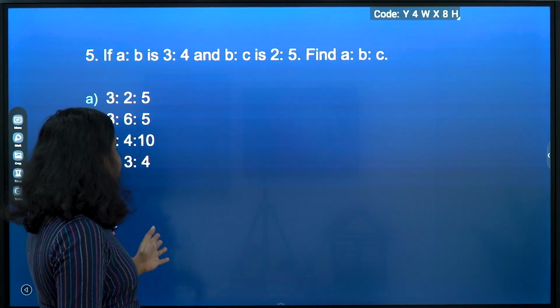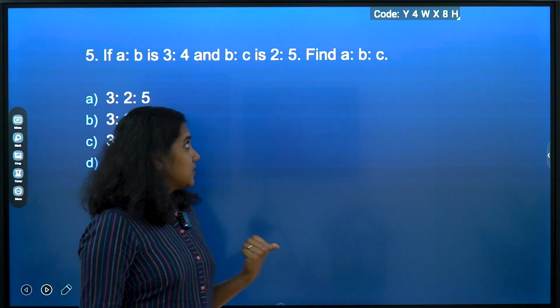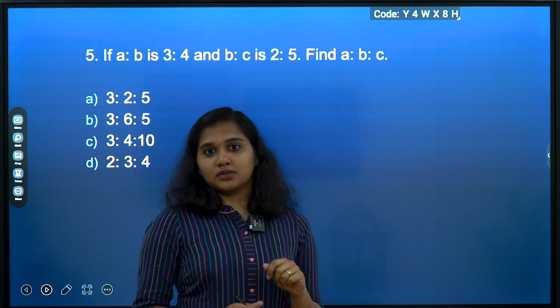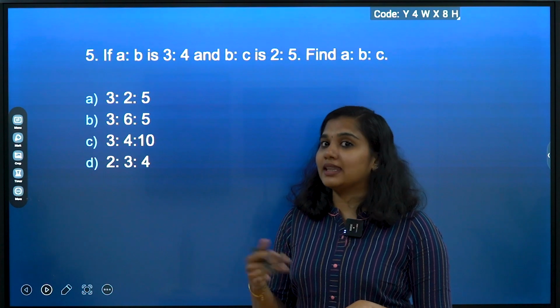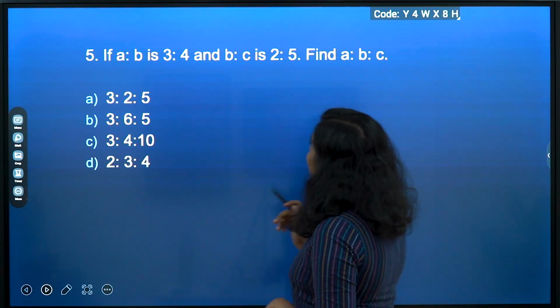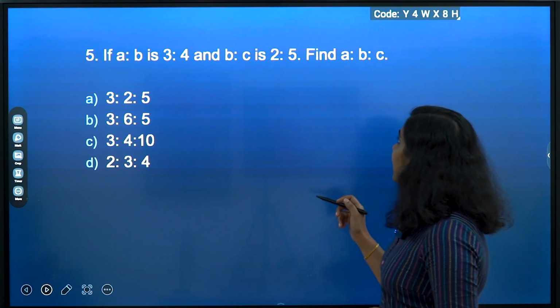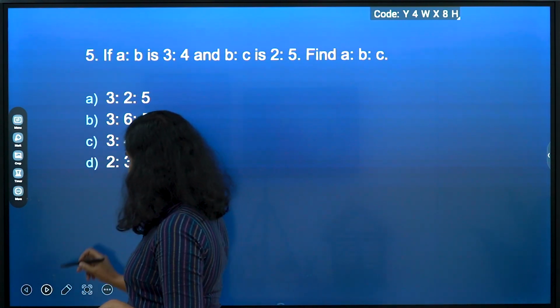Okay, so this is your first question for today's class. As I have already said in the last video, when I give you one question, please pause the video, try to solve that question by yourself and then listen to my explanation. Okay, so if A is to B is 3 is to 4 and B is to C is 2 is to 5, find A is to B is to C.